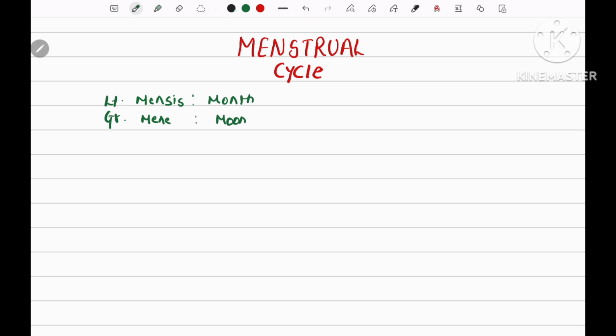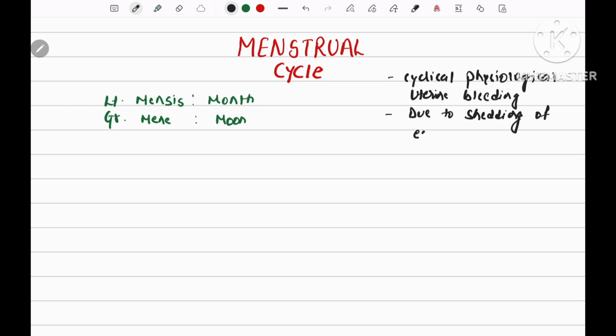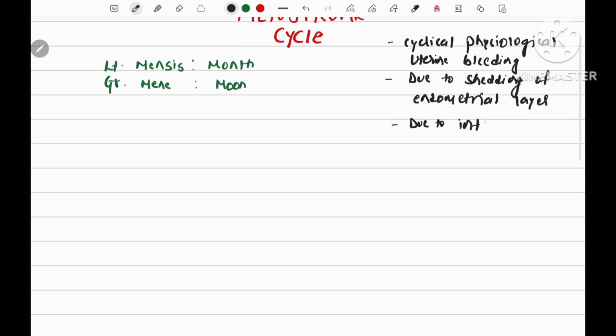Now, this menstrual cycle is a cyclical physiological uterine bleeding, and it is due to the shedding of the endometrial layer. And why does it happen? It is due to the interplay of hormones through the hypothalamo pituitary ovarian axis. This is termed as the HPO axis.